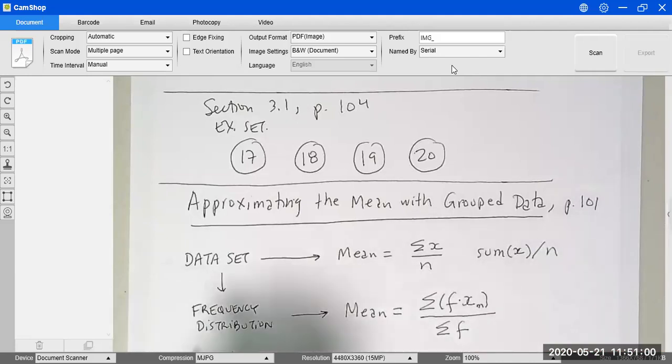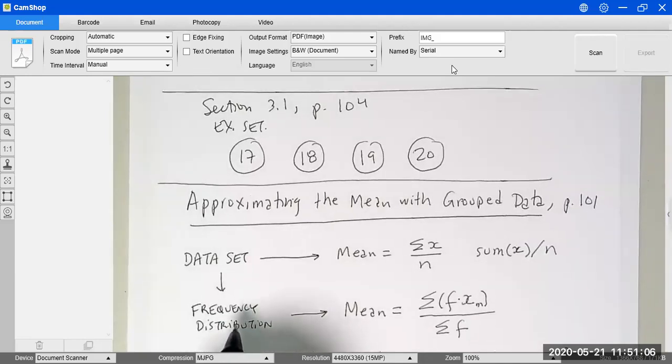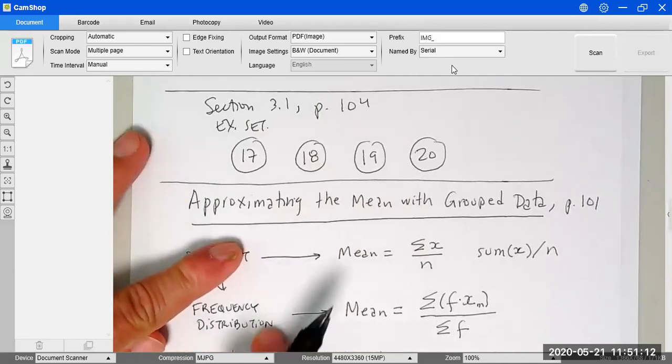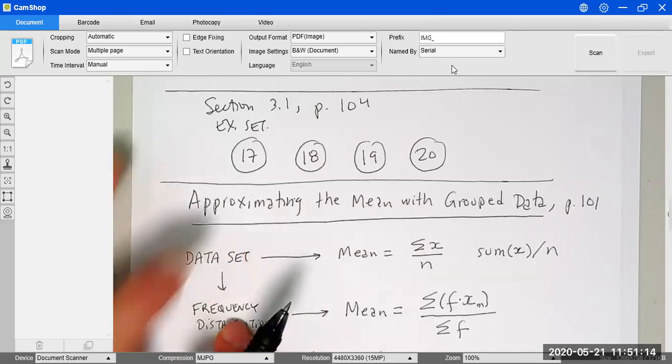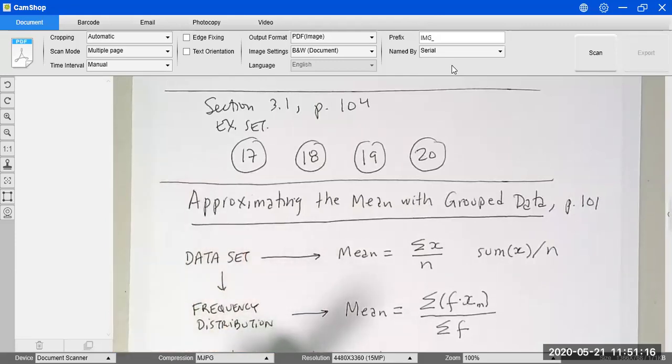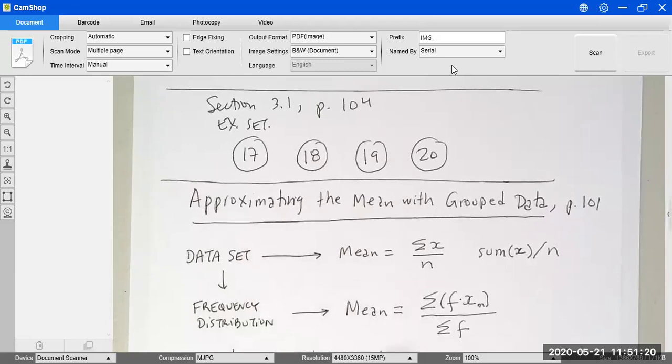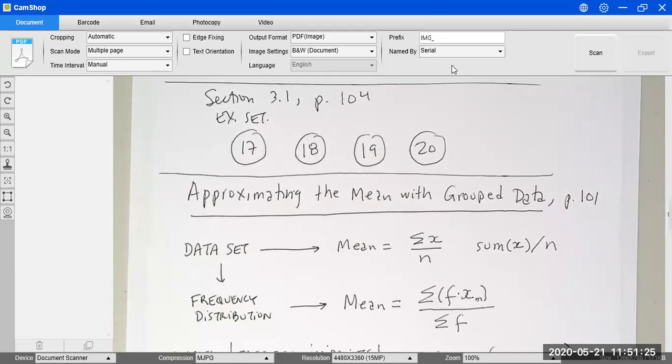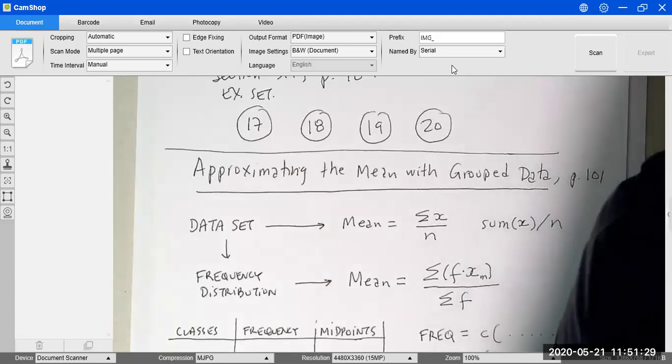But when you have a data set, you can also create a frequency distribution, or you might be given the frequency distribution and not the data set. You might not have the data set, only the frequency distribution. When you have the frequency distribution, there is a way for us to compute the mean using the frequency distribution. How are we going to compute the mean? We're going to need the frequencies and the midpoints.